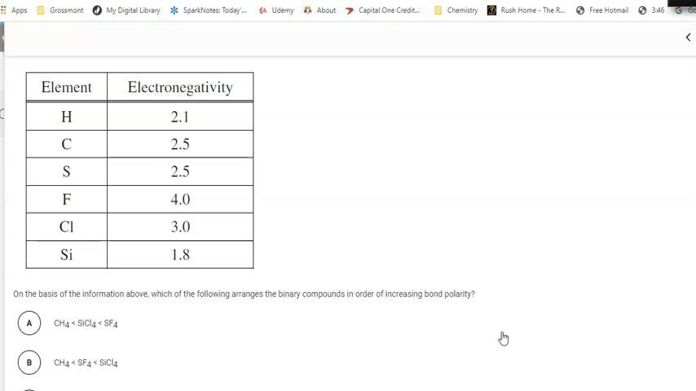Okay, this is not an easy question, and I'll tell you why. You have two different types. You have both polar and non-polar covalent bonds. All the bonds here are covalent, but one of them is non-polar.